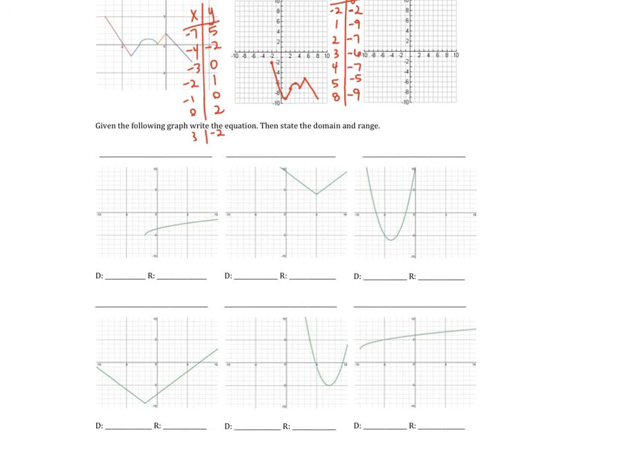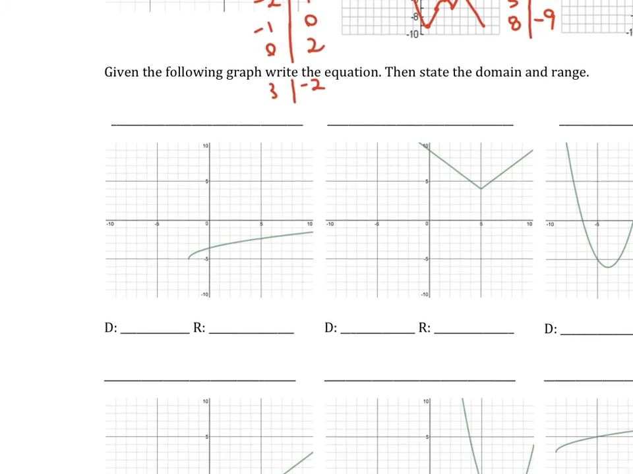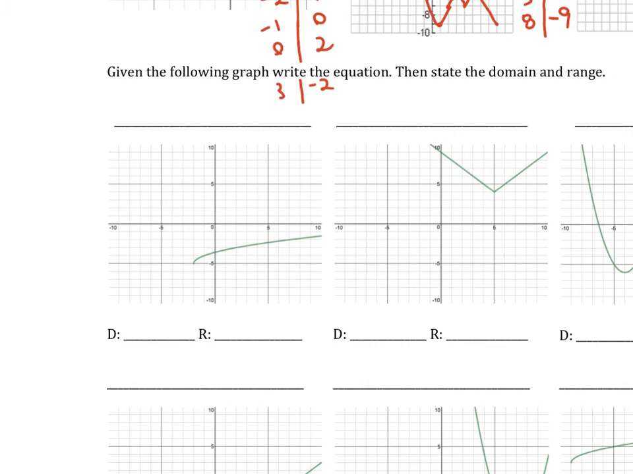I have all of these, and it says, given the following graph, write the equation, then state the domain and range. Let's look at this first one. The first thing I need to know is that this is a square root parent function. So I have y equals the square root of x, and I'm not going to do anything else. I'm going to leave it as it is.